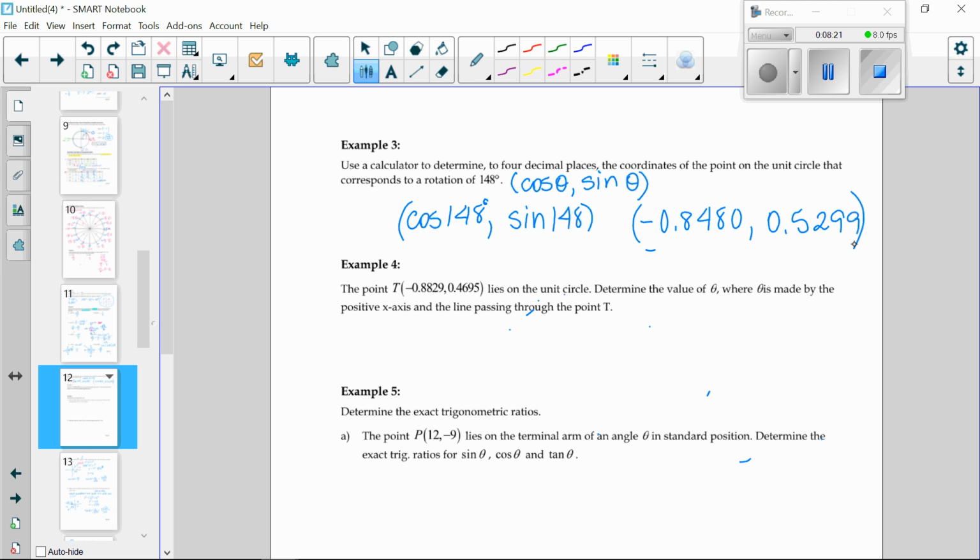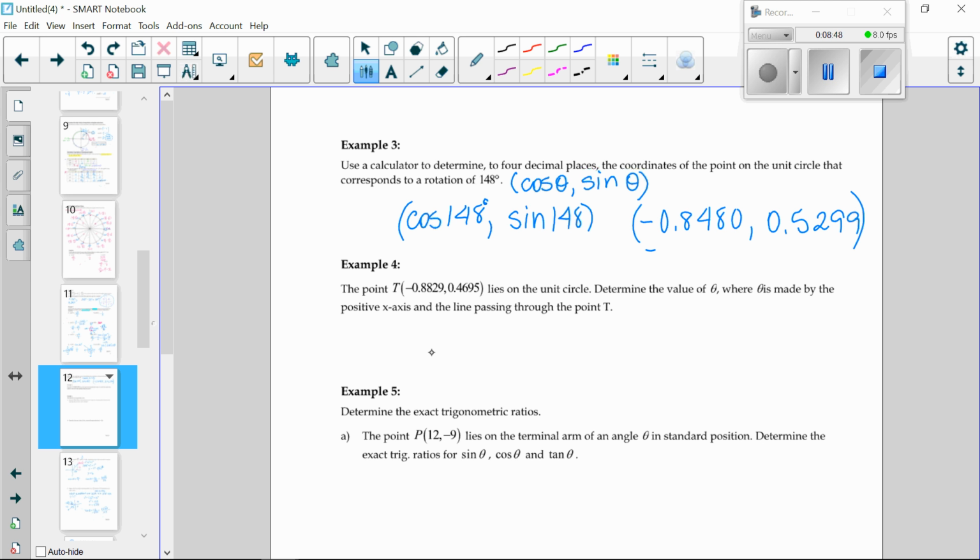Okay, now the point T at negative 0.8829, 0.4695 lies on the unit circle. Determine the value of theta, where theta is made by the positive x-axis and the line passing through the point T.